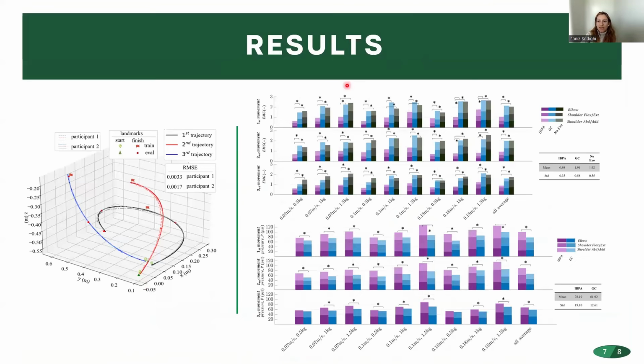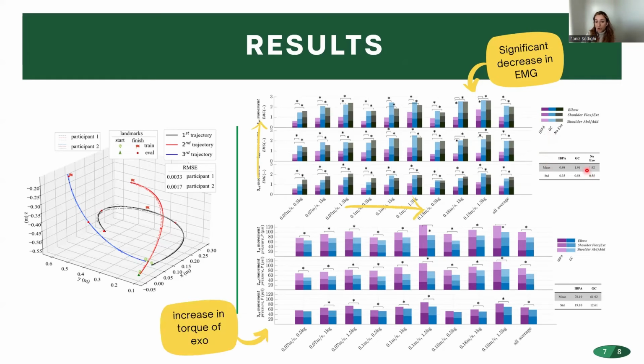The results show a significant decrease in muscle effort from the users with the IBPA, or intention-based predictive assistance method, which is our deep learning method, compared with the no exoskeleton condition or the gravity compensation only condition, in all scenarios and all reference trajectories. We also showed an increase in the torque exerted by the robotic exoskeleton in these scenarios and trajectories.